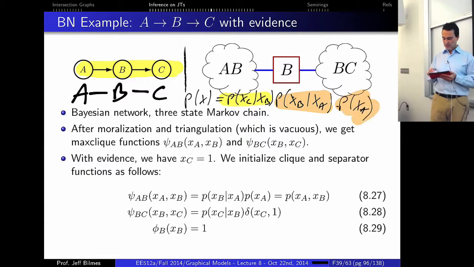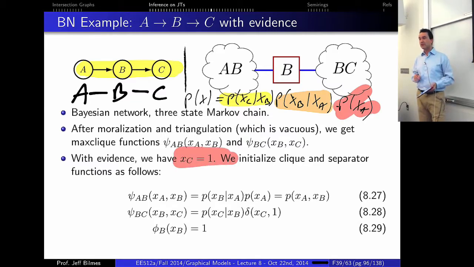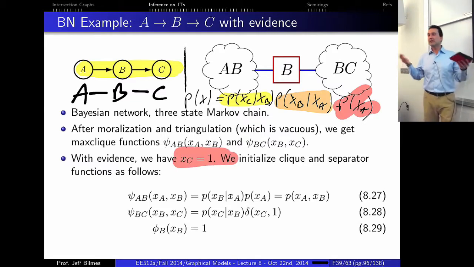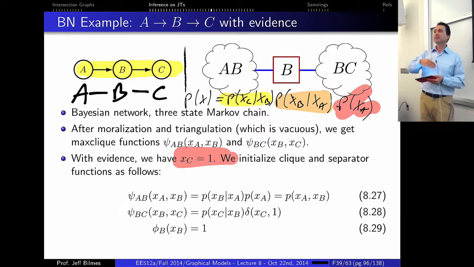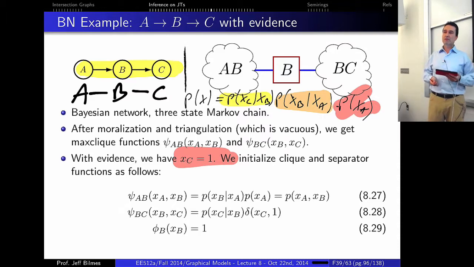And the other thing we're going to do in order to make this a little bit more interesting is say that there's a little bit of evidence. We're essentially observing that x sub c happens to be equal to 1. So that's evidence. And maybe we're interested in computing the probability of A given that x sub c is equal to 1, or the probability of x of b given that x of c is equal to 1. So we would need to have the marginals corresponding to that.